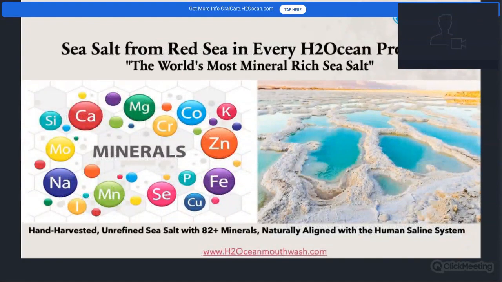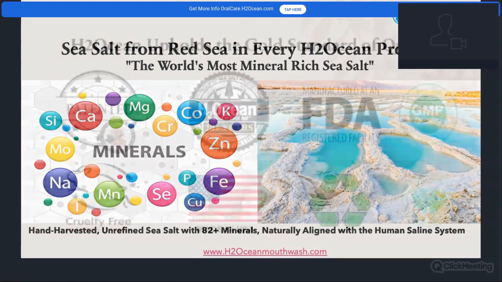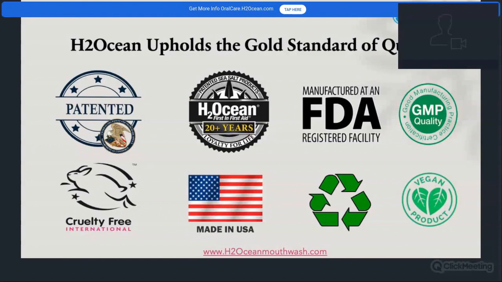At the heart of every H2 Ocean product is sea salt from the Red Sea, the world's most mineral-rich sea salt. This hand-harvested, unrefined salt contains over 82 trace minerals, naturally aligned with the human saline system. This unique composition is what sets our products apart. We uphold the highest standard of quality, the gold standard. Our products are patented, cruelty-free, and manufactured in FDA-registered facilities under good manufacturing practices.